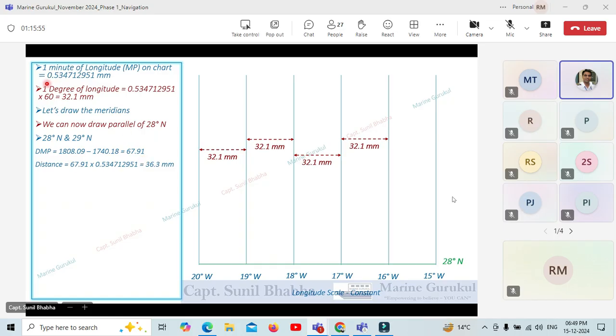Now we know the length of 1 minute of longitude is 0.534712951. So for 67.91 minutes of longitude, the length is going to be 67.91 multiplied by 1 minute of longitude in millimeters, and that gives us a distance of 36.3 millimeters. So if I keep a distance of 36.3 millimeters from my bottommost latitude parallel, 28 degrees north, I can now draw the next parallel of 29 degrees north.